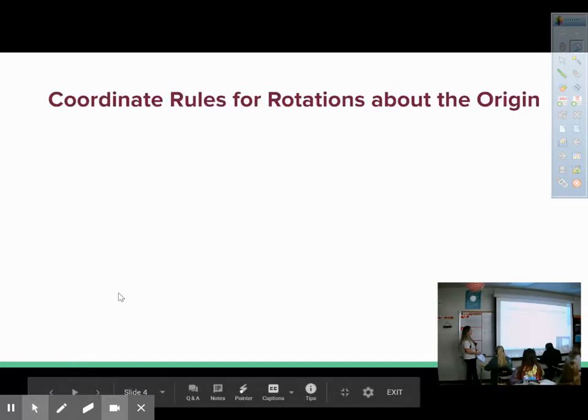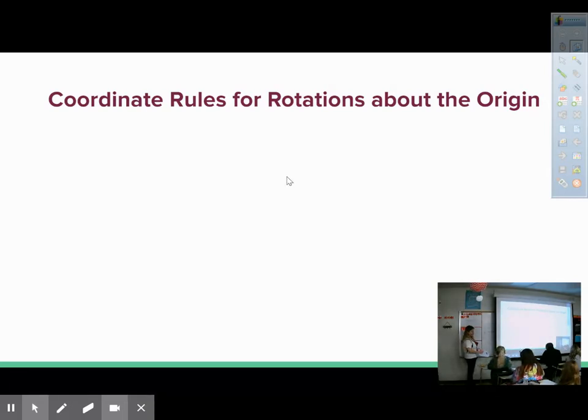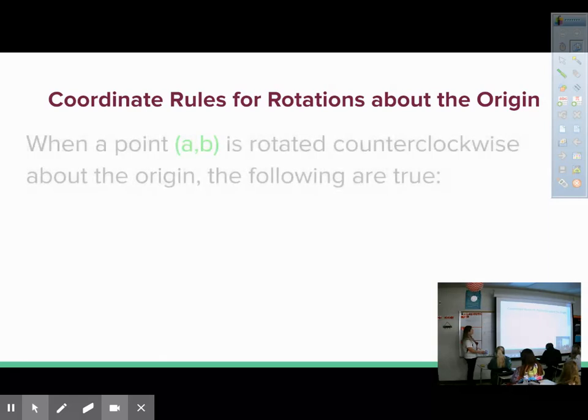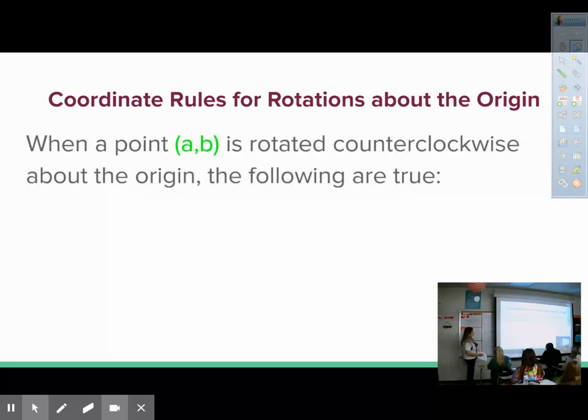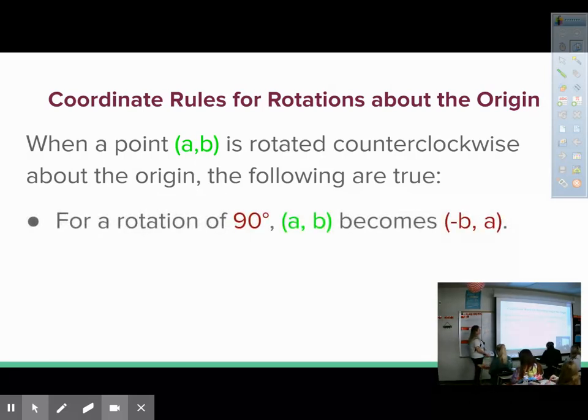First thing, there are rules to help you find your new coordinates, and you'll need to fill in the blank with the rules. I have most of it on there, but you'll need to fill in the rest. It says when a point (A, B) is rotated counterclockwise about the origin, the following are true. This is only for counterclockwise. For a rotation of 90 degrees, (A, B) becomes the opposite of B, comma A. So negative B, comma A.